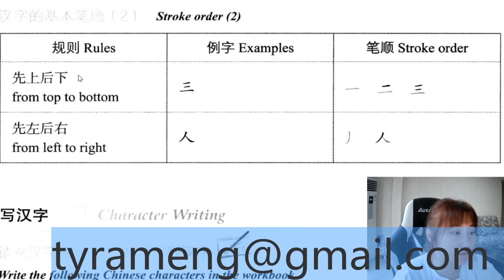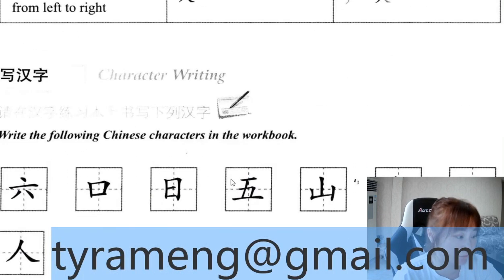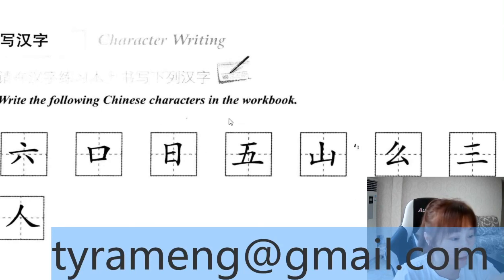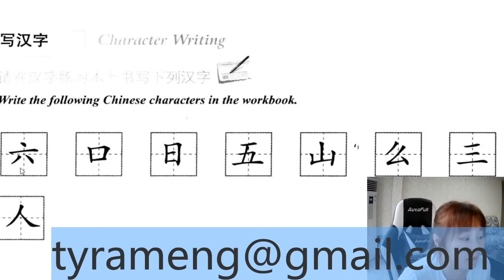Yes, after stroke order and rules, let's write the following Chinese characters in the workbook. I don't know if you have the workbook now or you make it by yourself, but try to copy the characters from the book. Like the first one, 六, we need to write 点 first, and 口, the second one, 口, 日, 午, 山, 三, 人.